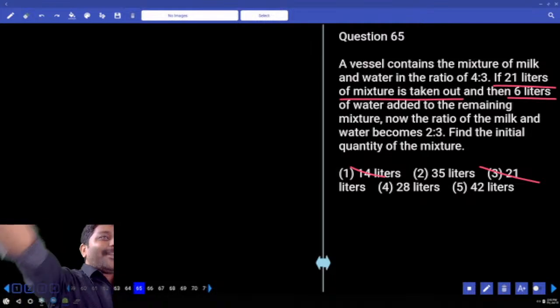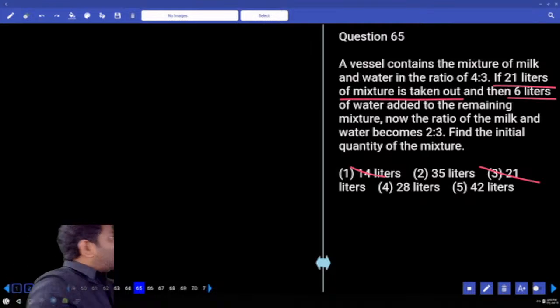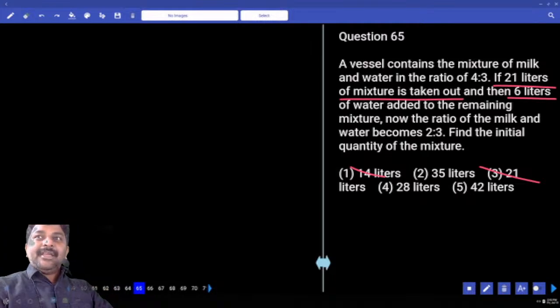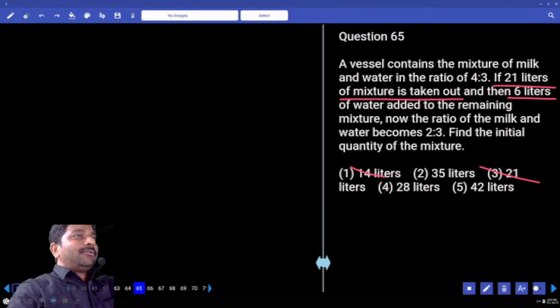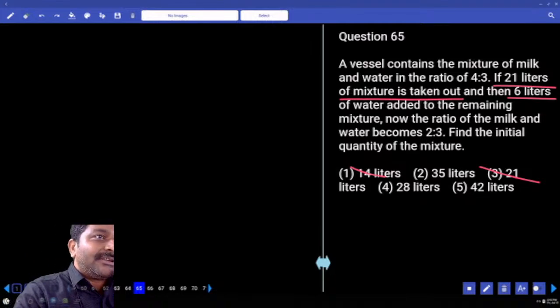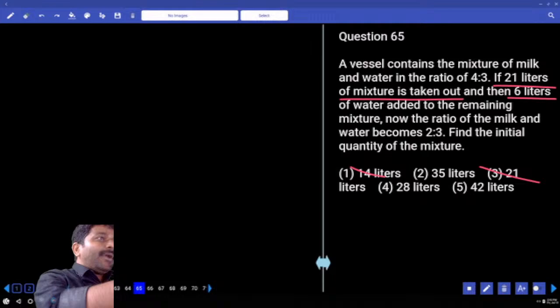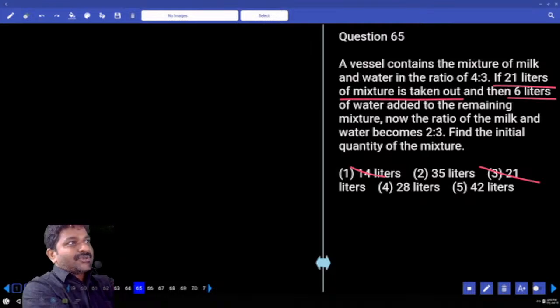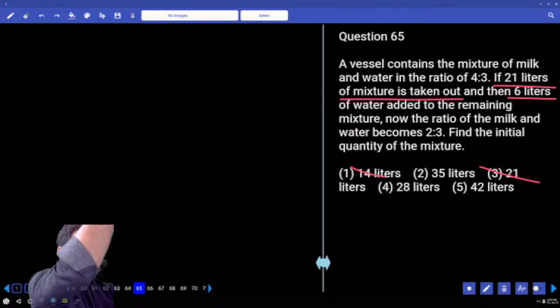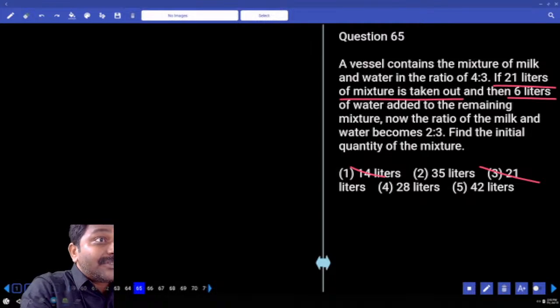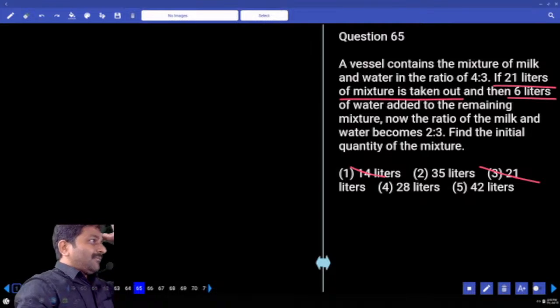21 liters is taken out. Do you understand? See, think practically. I'm not writing anything. You have to think. Do you want to write or think? 21 liters is taken out. 6 liters is added. What happened? The quantity got reduced or increased? Reduced. By how much? 15 liters gone.